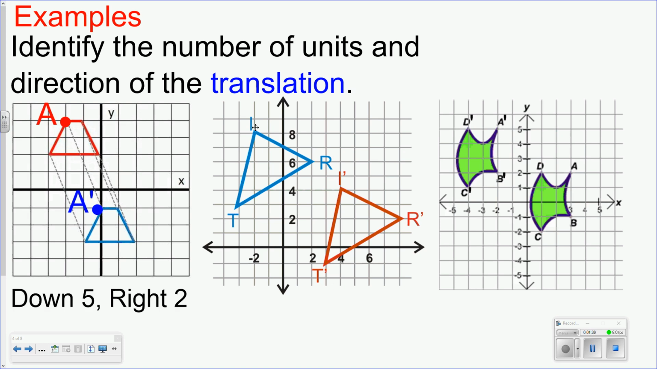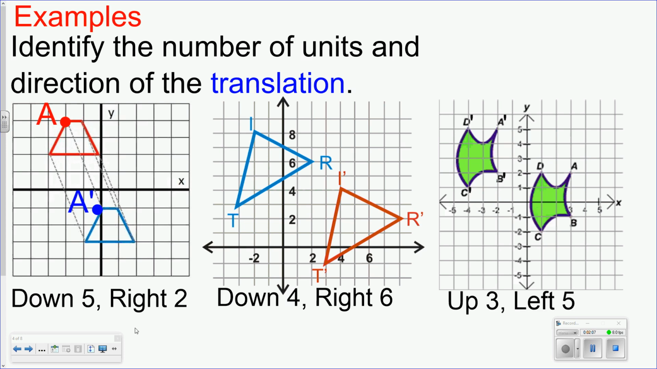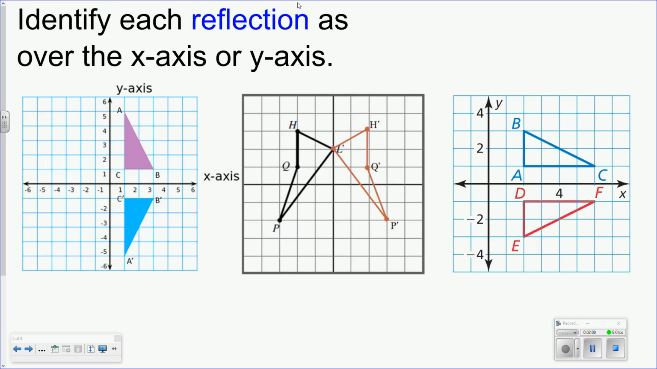So here we're going to start at any letter. So I'm going to start at R here, and then go to R prime. So I'm going to count how many down, and then how many to the right. Down 4, right 6. Again here, pick any letter. Maybe I'm going to go to the C. So this time I'm going to go up 1, 2, 3 and over 1, 2, 3, 4, 5. Up 3, left 5.